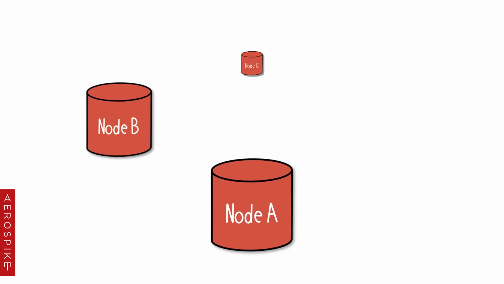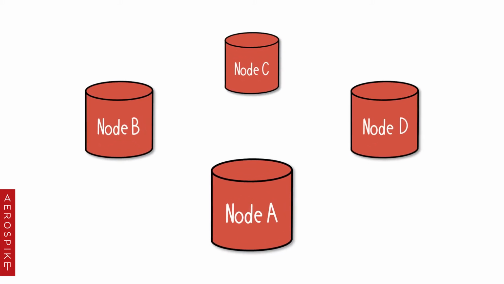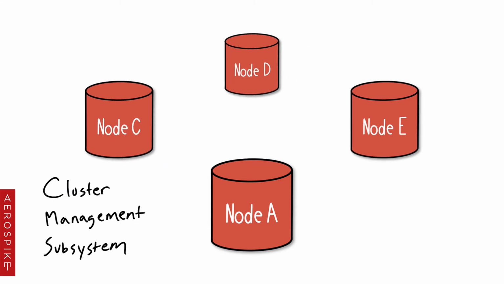In an Aerospike database, cluster formation is dynamic and automatic. Agreement of the nodes participating in the cluster is maintained through the cluster management subsystem. When a node leaves or joins, the nodes determine the principal node, used during cluster changes, which then decides and communicates new cluster membership that the other nodes agree on. This entire process is able to happen without manual intervention.